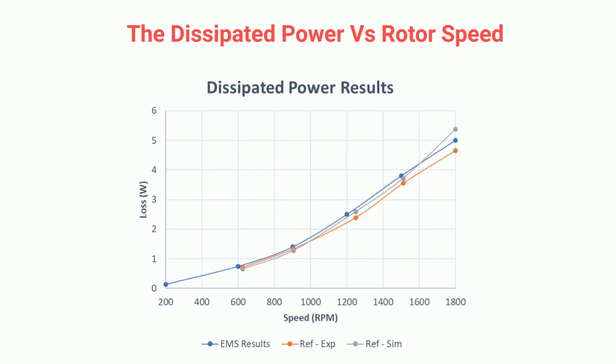Dissipated power versus rotor speed. Dissipated power in the disc is crucial for braking performance. As rotor speed increases, eddy currents generate more heat, leading to higher power dissipation. The figure shows dissipated power increasing with speed, highlighting thermal management needs and confirming simulation accuracy against experimental data.